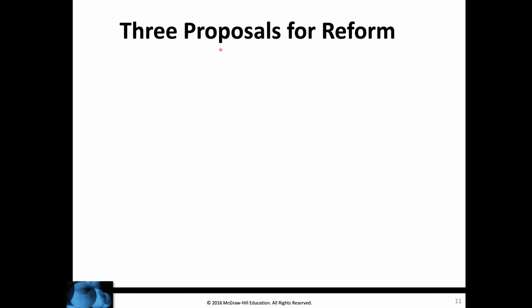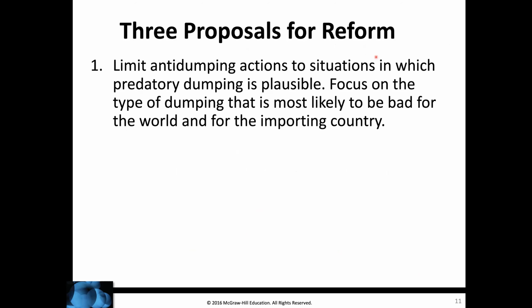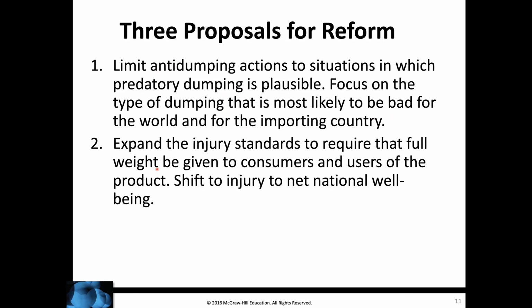So there have been 3 proposals for reforms. Number 1, limit anti-dumping actions to situations in which predatory dumping is plausible. Focus on the type of dumping that is most likely to be bad for the world and for the importing country. Number 2, expand the injury standards to require that full weight be given to consumers and users of the product.